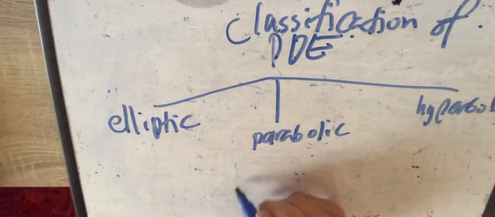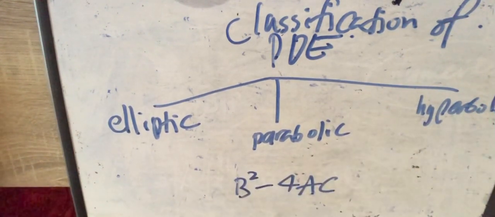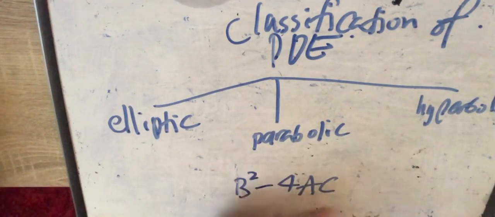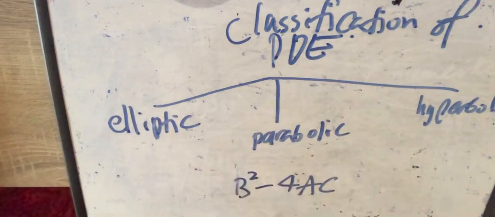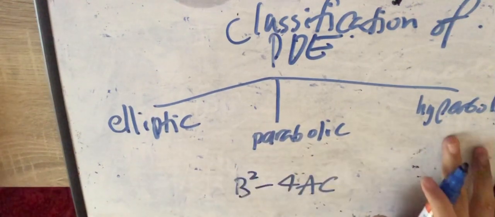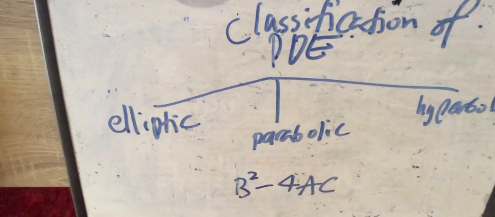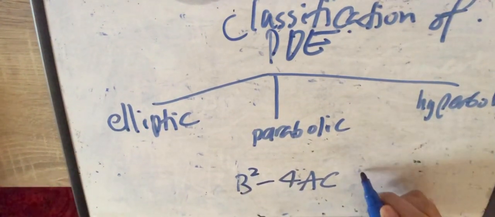The expression is b square minus 4ac. a, b and c are coefficients, which are numbers that you can get from the equation given. Now, based on this expression, how can we classify which one is elliptic, which one is parabolic, and which one is hyperbolic? The decision is based on the sign.